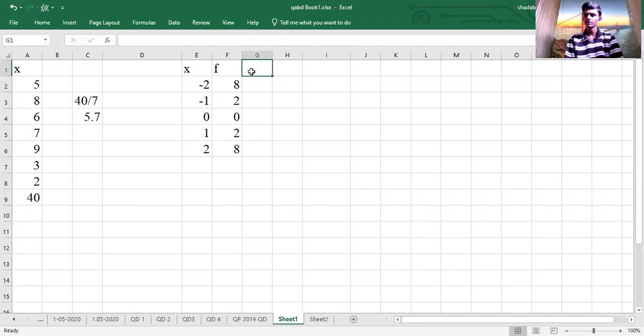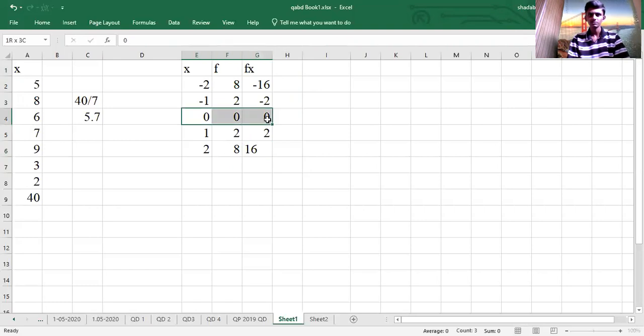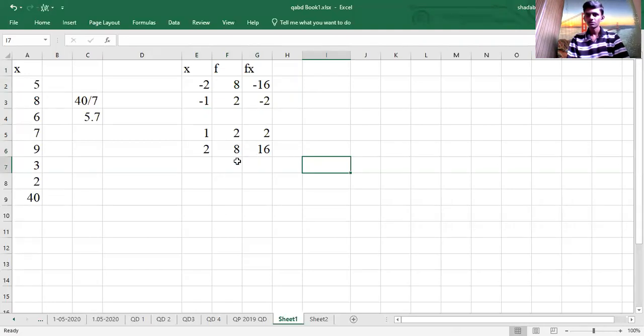As we know, for calculating mean we multiply x and f, both, and you will get fx equal to minus 16, minus 2, 0, 2, 16. Just remove the repeated items, only 4 I will consider. Just add all of these, and what value will we get? You will get 0. Sigma fx will be 0, and the value of n will be 20.